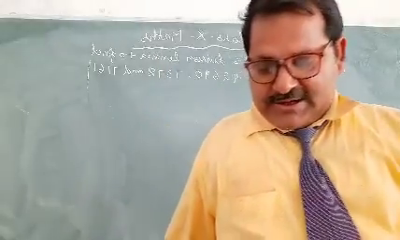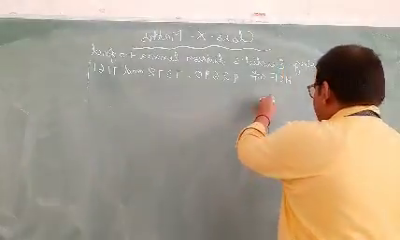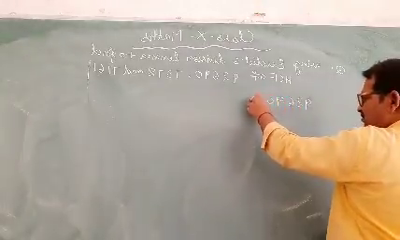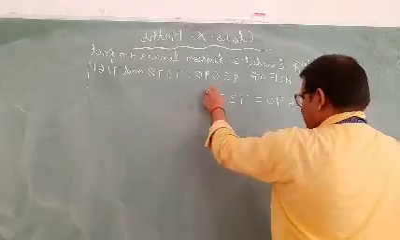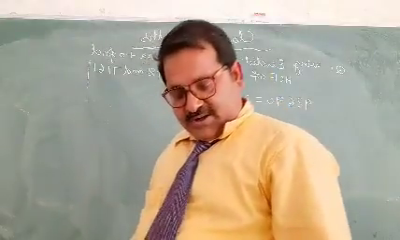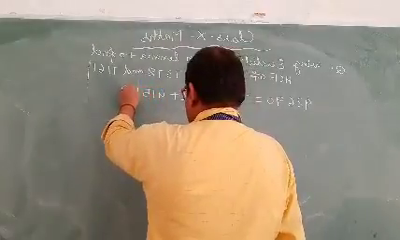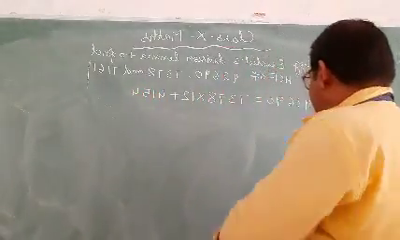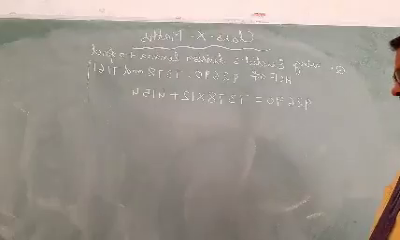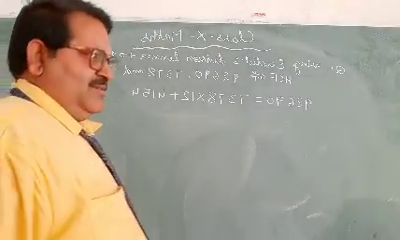Now 92690 equals 7378 into 12 plus 4154. 92690 is greater than 7378, and 4154 is the remainder. This remainder is less than 7378.